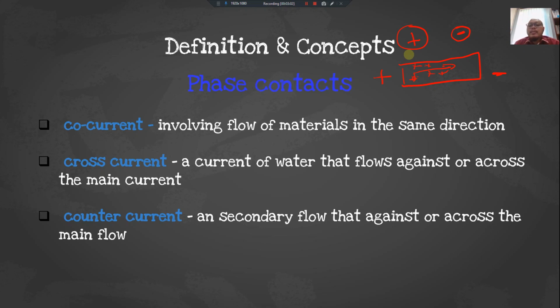How about the counter current? Counter current is a secondary flow that goes against or across the main flow. It means that, let's say you have another set of mixture that is negatively charged, but they are bigger. So when they are bigger, they will move slower. So they actually act as the secondary flow. After this, they move forward towards the anode over here. This cation will move as the second flow. So that is what we call the counter current. That's all about the phase contact.